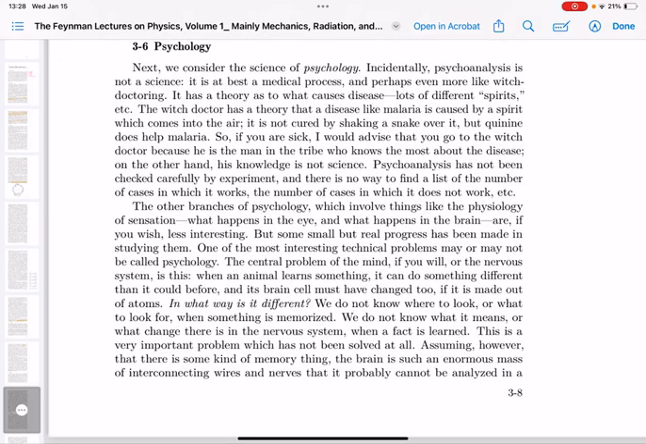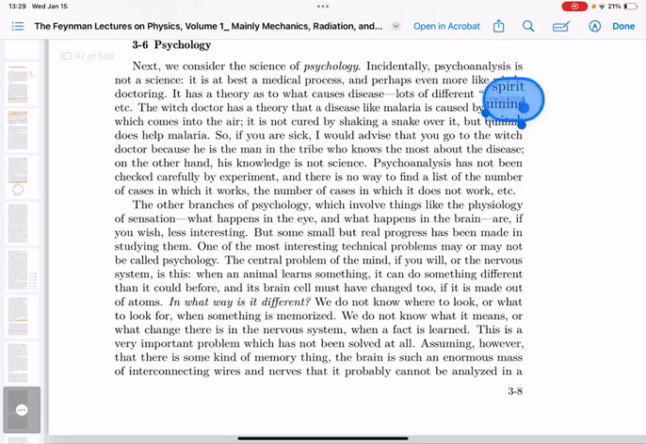Psychology. Next, we consider the science of psychology. Incidentally, psychoanalysis is not a science. It is at best a medical process, and perhaps even more like witch doctoring. It has a theory as to what causes disease, lots of different spirits, etc. The witch doctor has a theory that a disease like malaria is caused by a spirit which comes into the air. It is not cured by shaking a snake over it, but quinine does help malaria.